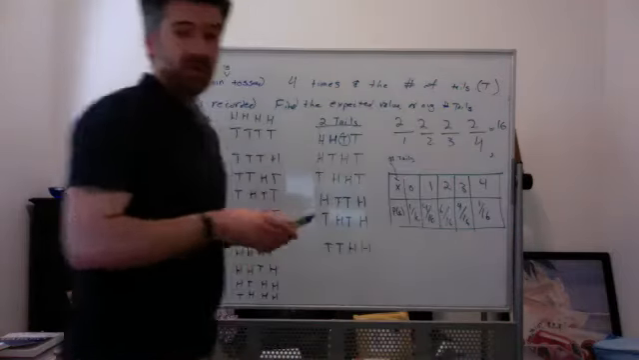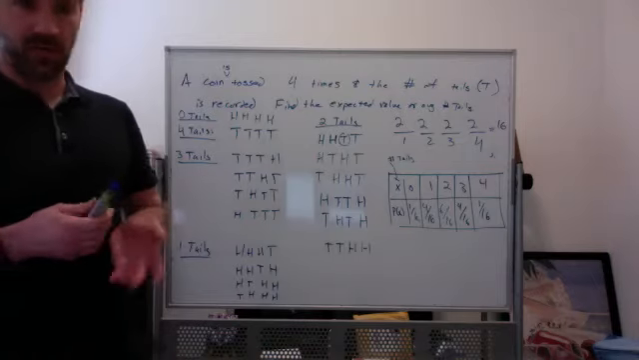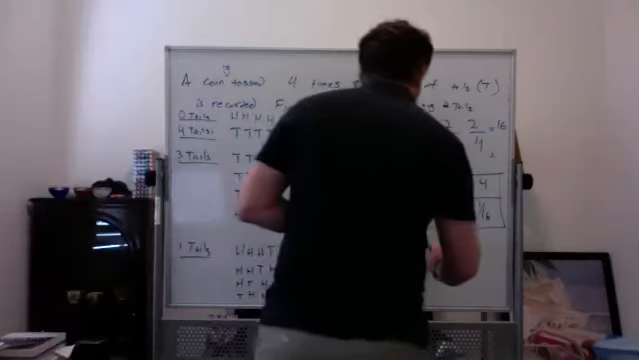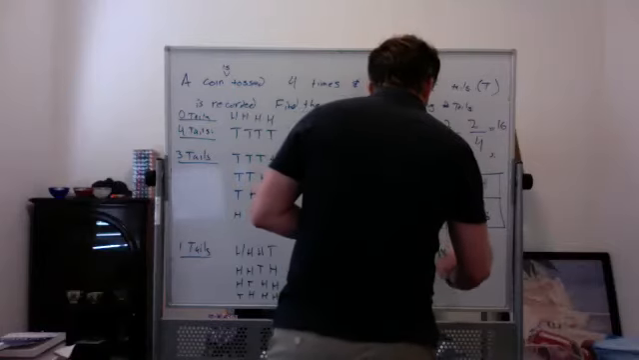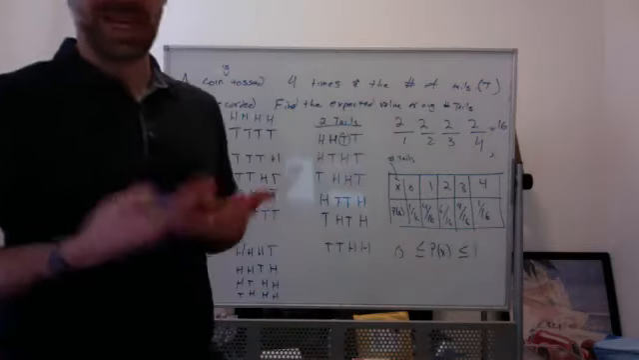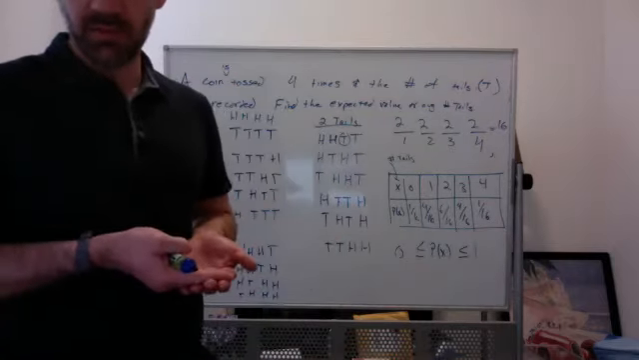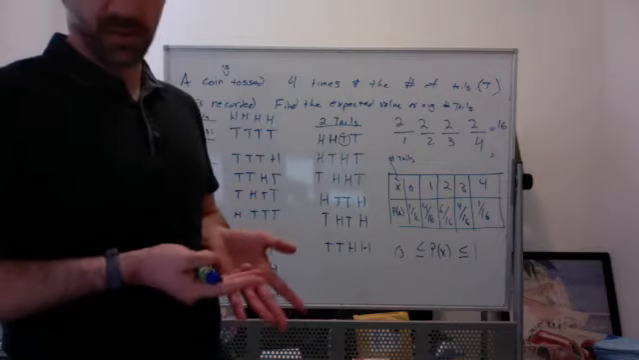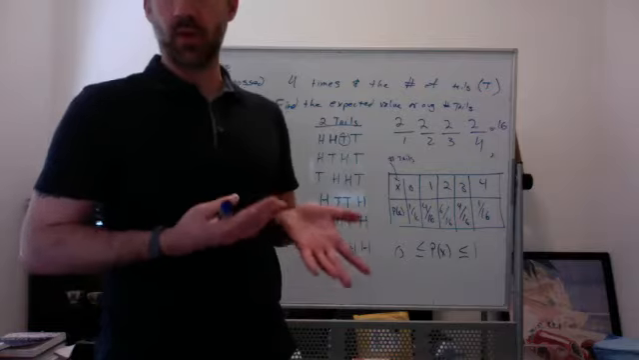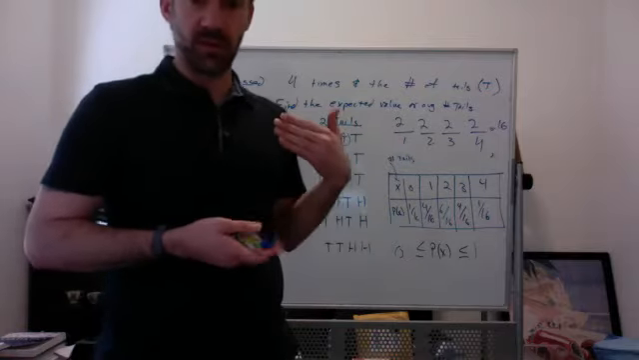A couple things that are true that we should always be aware of when it comes to probabilities: the probability of any one thing happening should always be between 0 and 1. The probability of something happening can't be less than 0. There can't be a negative probability of something happening. And it can't be greater than 100%, or greater than 1. So our probability should always be between 0 and 1.